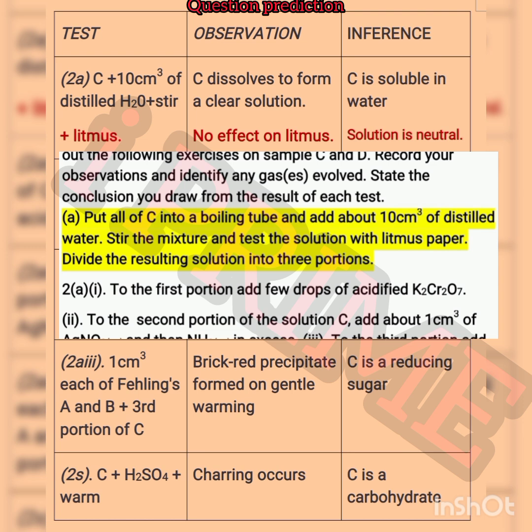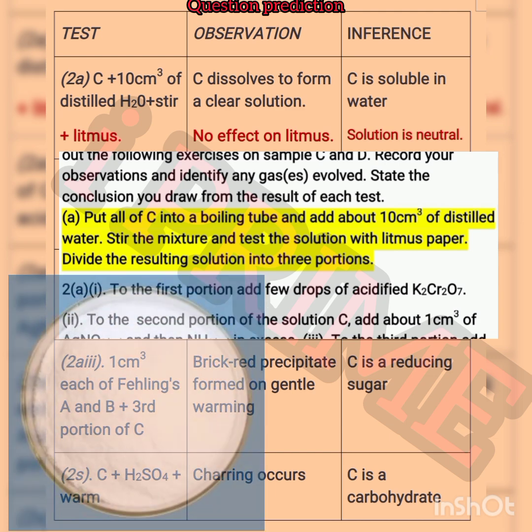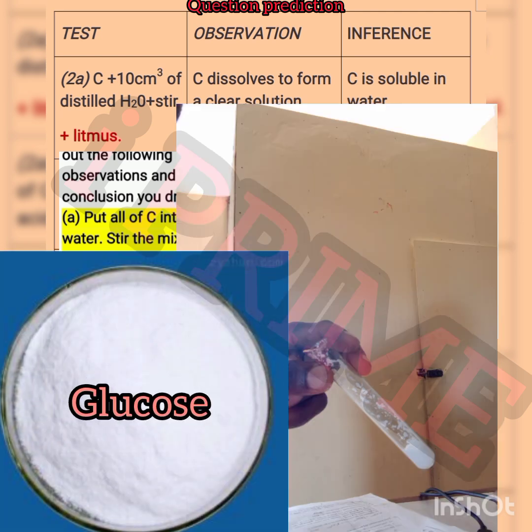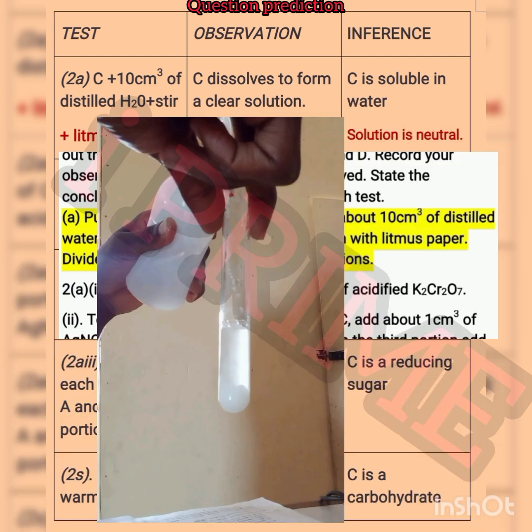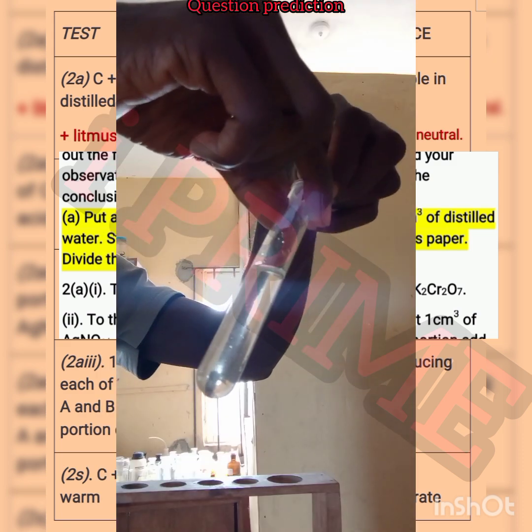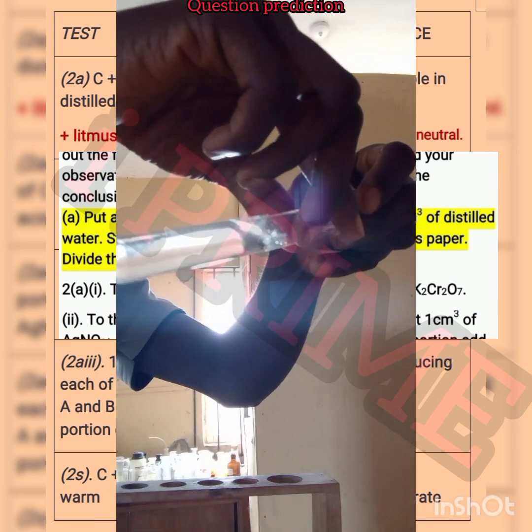That's Roman figure 2A. Put all of C into a boiling tube and add about 10 cm cube of distilled water. Stir the mixture and test the solution with litmus paper.